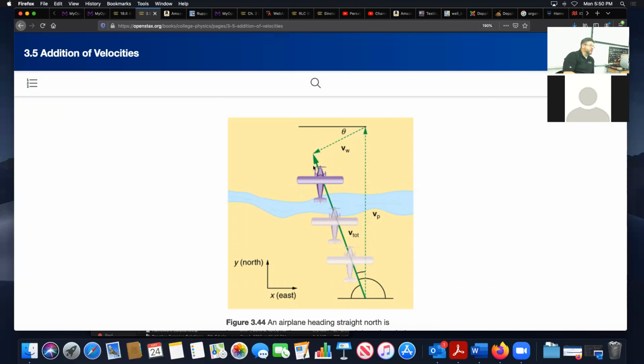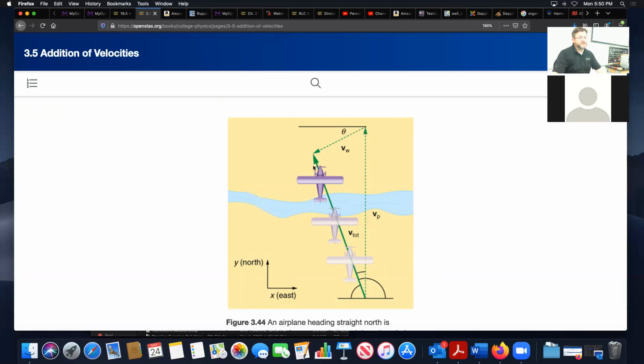This is extremely important for boats and planes. They have to know not only how fast their propulsion system is pushing them forward, but they also have to know what the wind or the water is doing to the boat so that they end up in the right place. So they end up going the right direction, right?